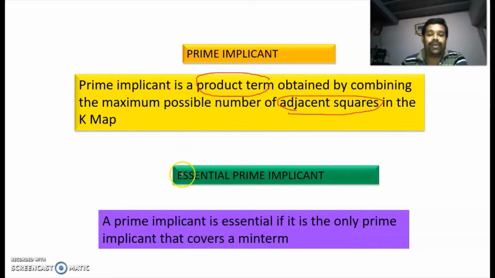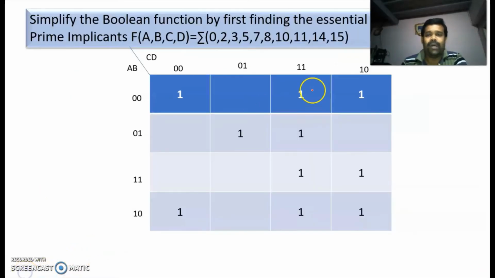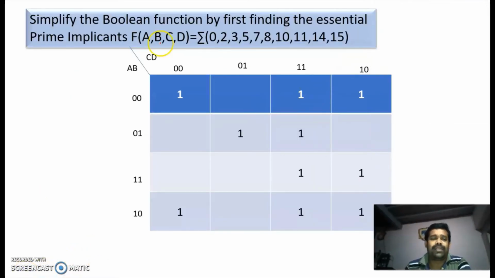Okay. Now you come to the next one, essential prime implicant. A prime implicant is essential if it is the only prime implicant that covers a minterm. Okay. Now we will see a problem. Simplify the Boolean function by first finding the essential prime implicants. So this is a problem.